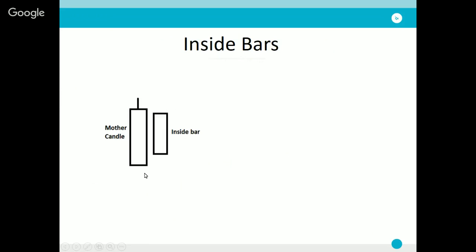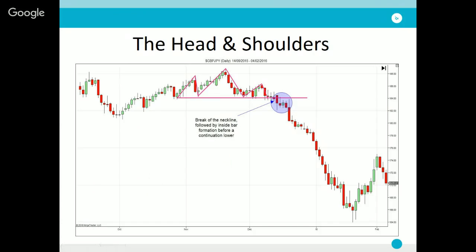So let's look at an example of this. So you can see here, this is sterling yen daily chart. Last year, just before we got that huge sell-off in the sterling yen, we had this really clear head and shoulders pattern. And at the point that we broke down through the neckline of the head and shoulders pattern, we got this big bearish bar, but then look what happened.